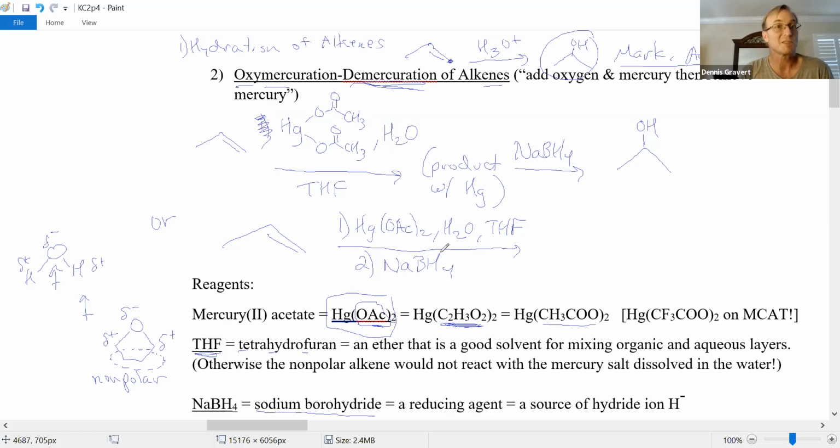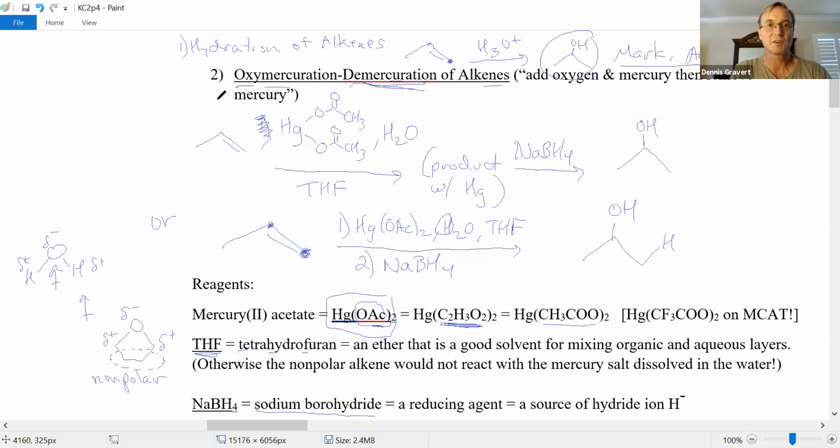which means the rich gets richer. The H of the water goes to the alkene carbon with more hydrogens. This one has 2. This top one only had 1 hydrogen. So the hydrogen of the water goes to the carbon with more hydrogens. And the remaining part of the reagent, the OH group, goes to the other alkene carbon. Done. Nice.